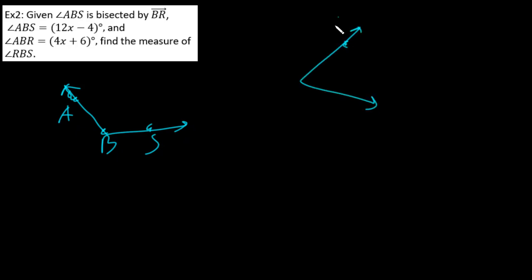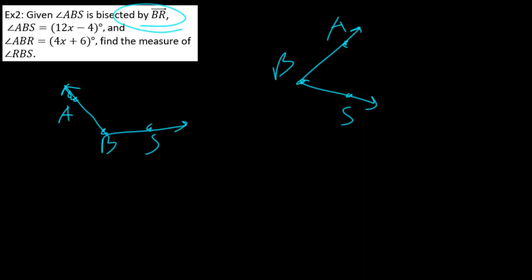Okay, with example 2, it says given angle ABS, and notice there's no picture here. So let's go ahead and draw our angle. Now look, you could draw ABS as an obtuse angle, or you could draw it as an acute angle, where it's A to B to S. It really doesn't matter which one you draw. I would encourage you to draw whichever one you feel like, but let's go ahead and draw it in a way that we can start labeling some parts.